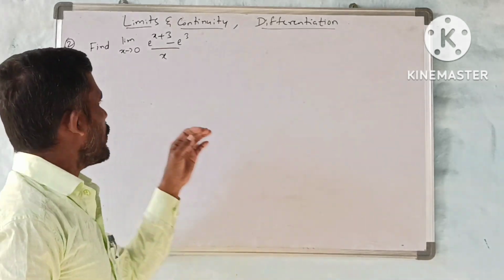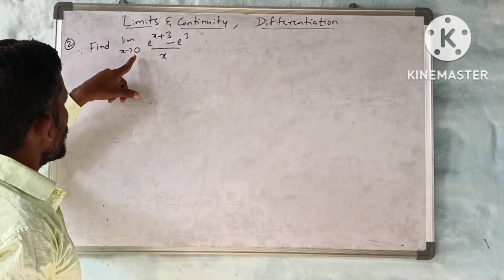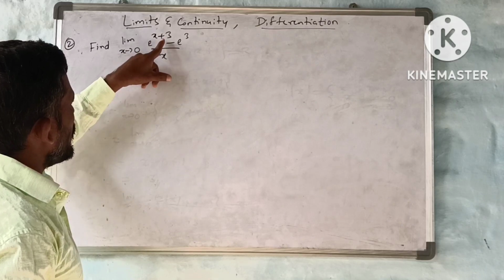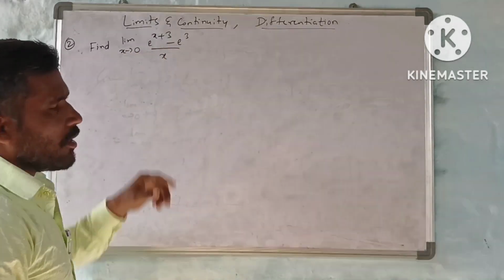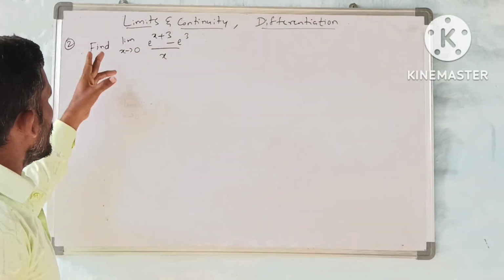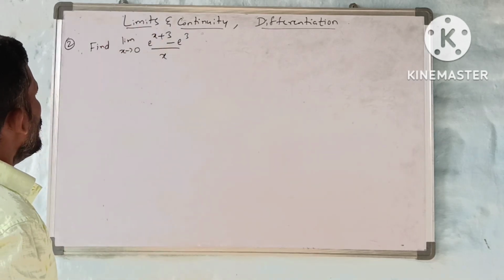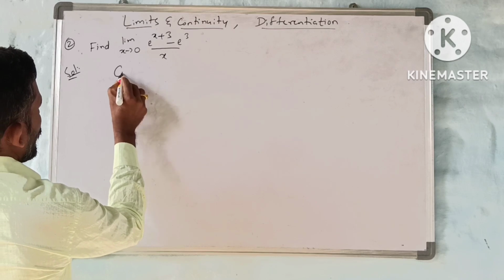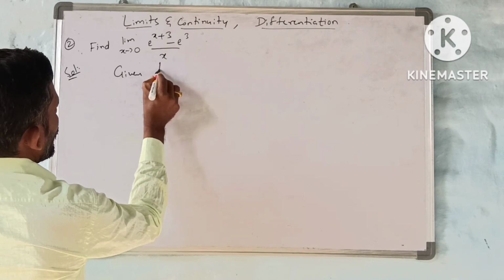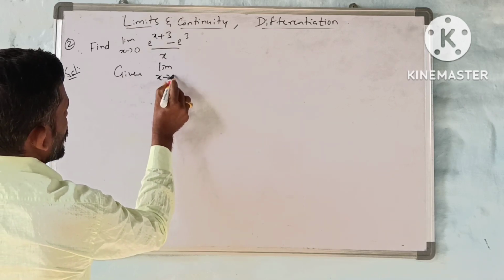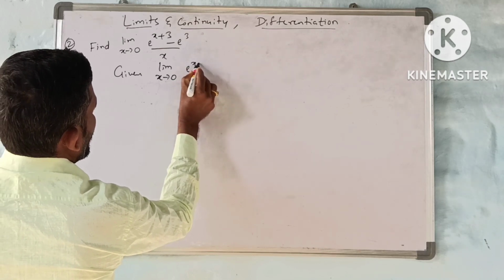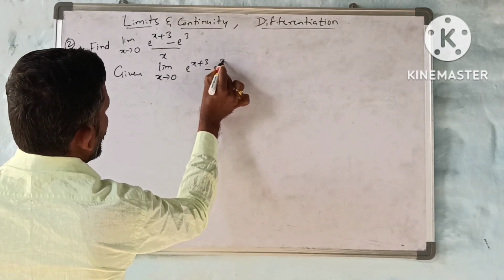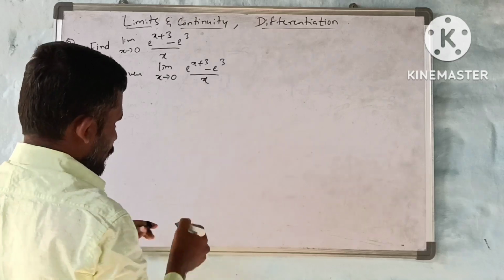Next, second problem. Find limit x tends to 0 of (e power x plus 3 minus e power 3) by x. In this problem also, from limits only. So going to solve, first I am taking what is given: limit x tends to 0 of (e power x plus 3 minus e power 3) by x.